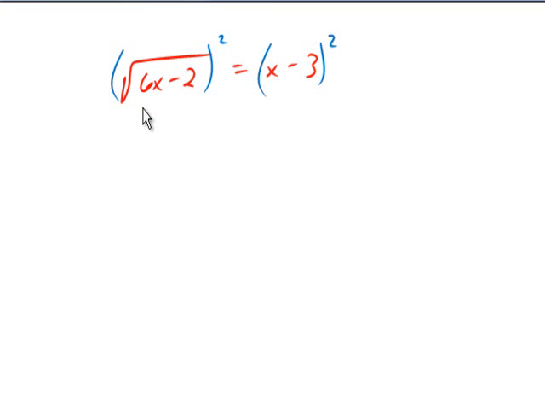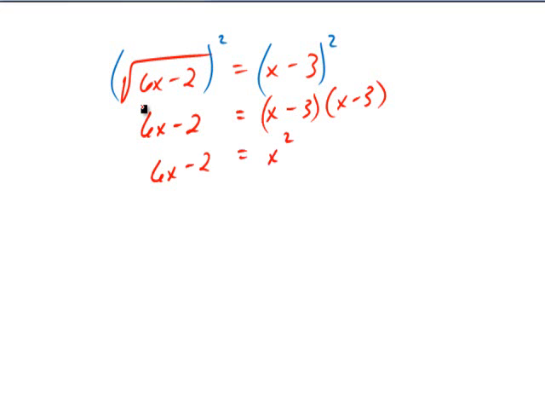Now it's not necessary, but it's helpful if we get the square root all by itself on one side of the equation, which this problem was set up originally like that. If I square the left side, I get the argument. On the right-hand side, remember, this is the same as x minus 3 times x minus 3. And if I multiply that out, I get x squared minus 6x plus 9.